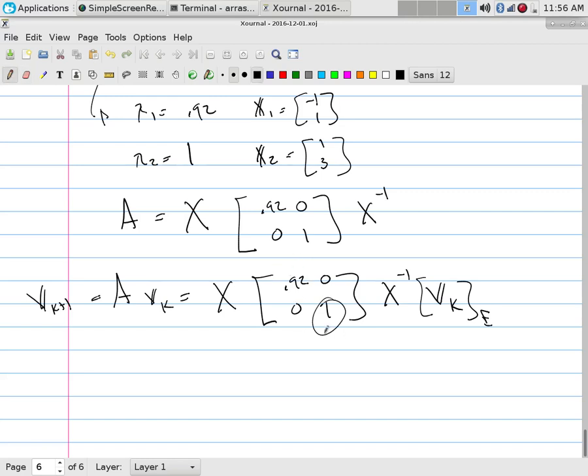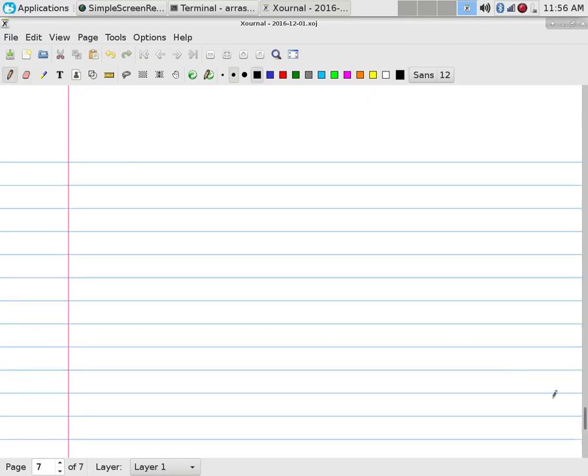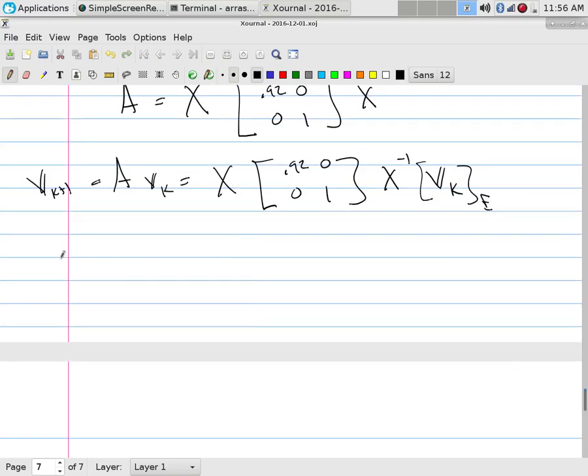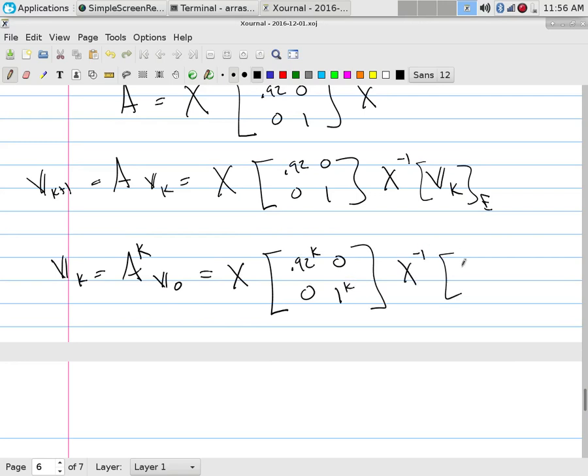Now, if I do this over and over and over, because this becomes a process, the kth event is the kth power starting off at the zero, right? But that would tell me that this is simply X times, I know how this works, 0.92 to the kth power, 0, 0, 1 to the kth power, X inverse times the initial vector in standard coordinates. As k gets larger, what's that? Which means it's going to, what's that? It's 1.